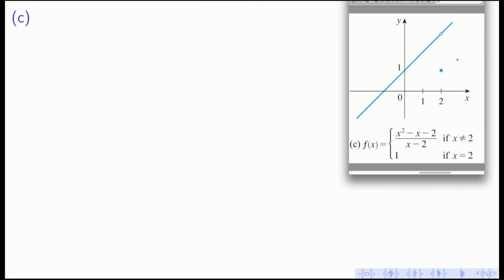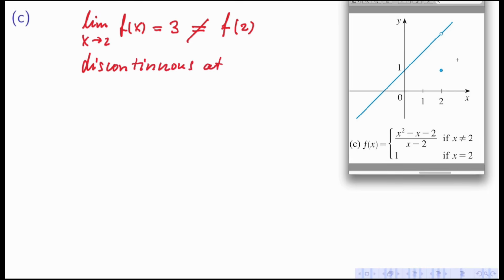In the next example, we have the same function as before, but now the value at 2 is replaced by 1. Well, which is also again clearly not continuous. So the limit as x goes to 2, f of x, we computed already, this is 3. And this is not equal to f at 2. So discontinuous at 2. And of course this is a removable discontinuity because we can move this 1 point up.